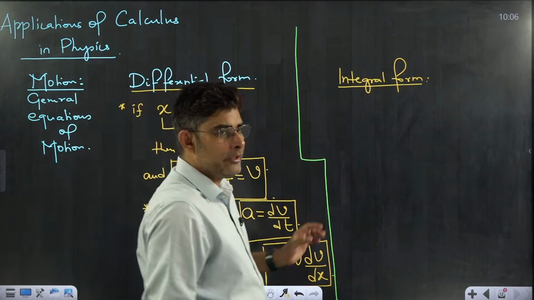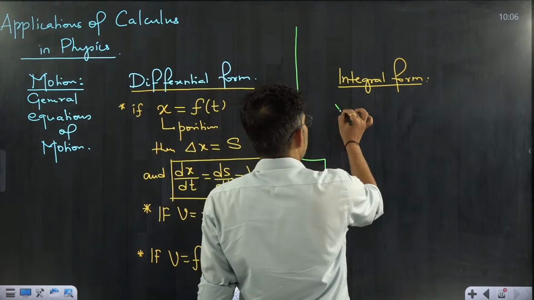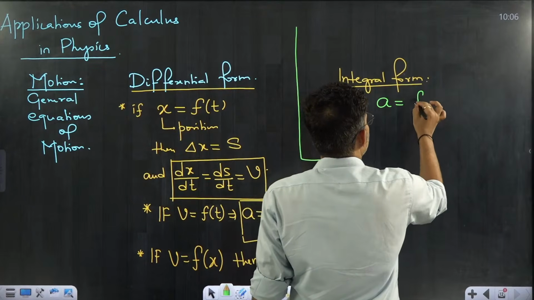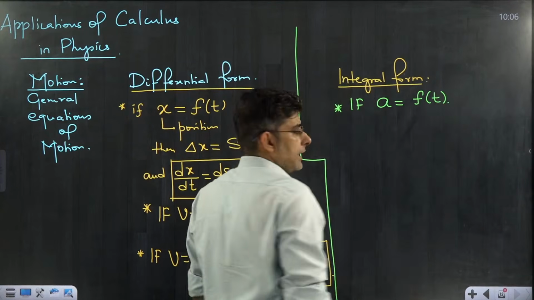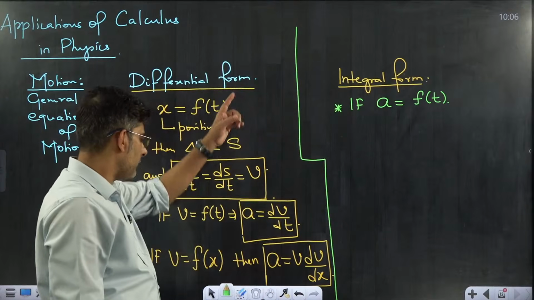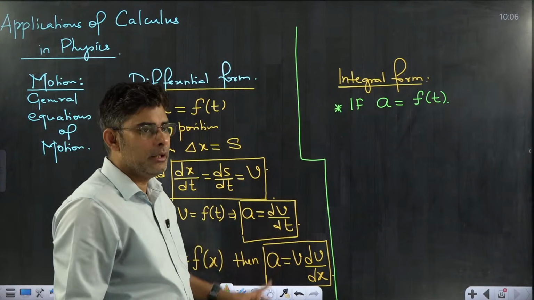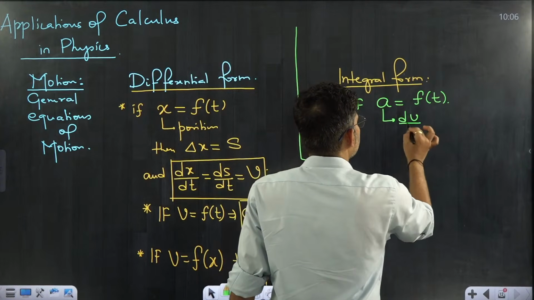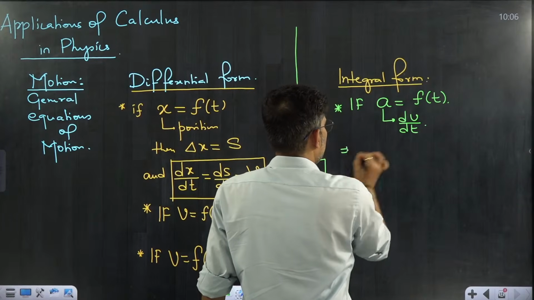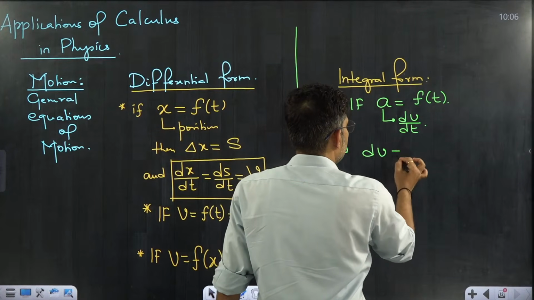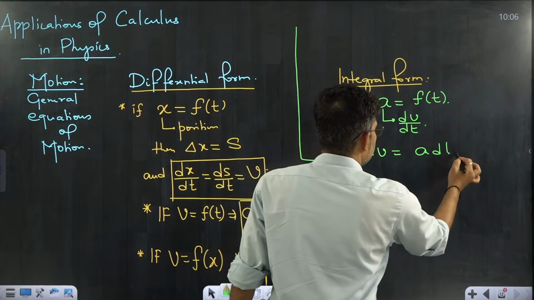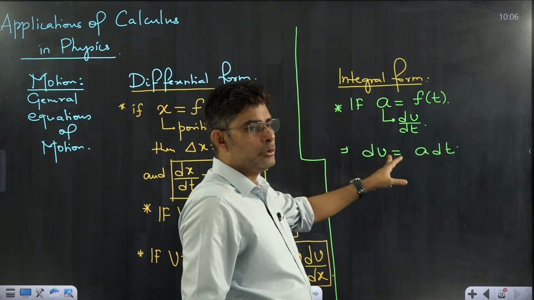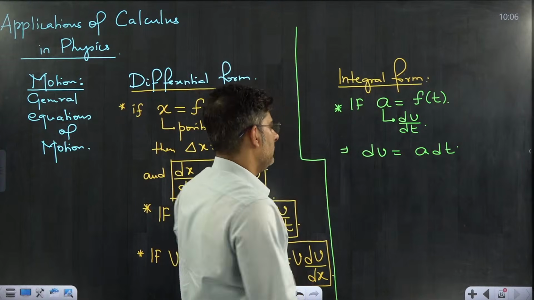So yesterday whatever we saw, based on that, suppose acceleration is given as a function of time. Now you see over here, we know that acceleration is dv by dt. So since acceleration is dv by dt, if I take dv on one side, I can multiply: dv by dt is acceleration, so dv is equal to a dt.